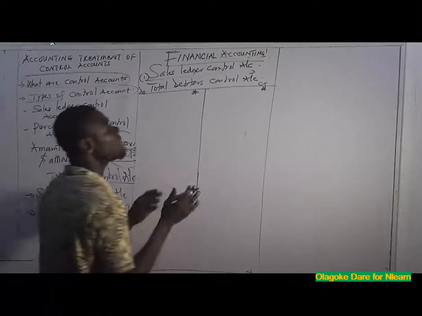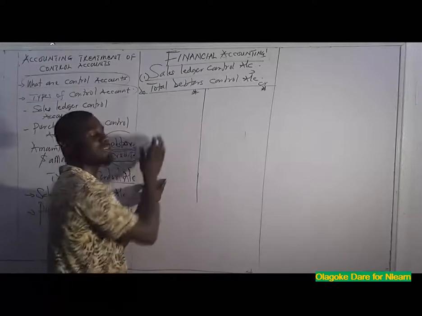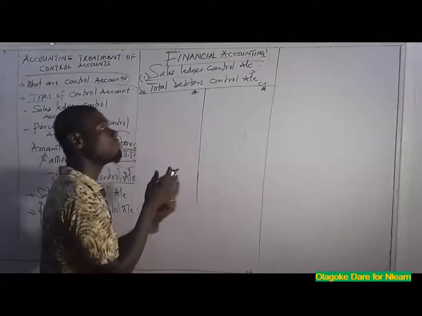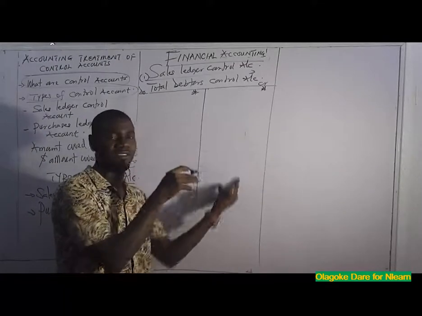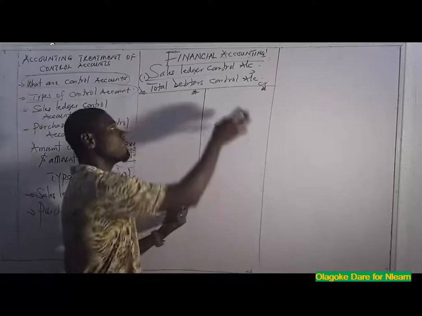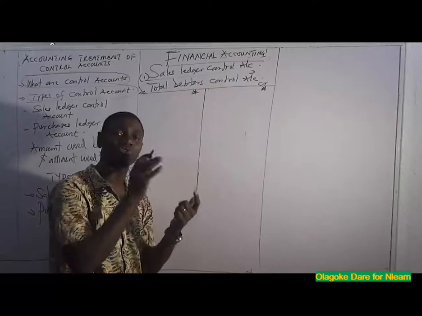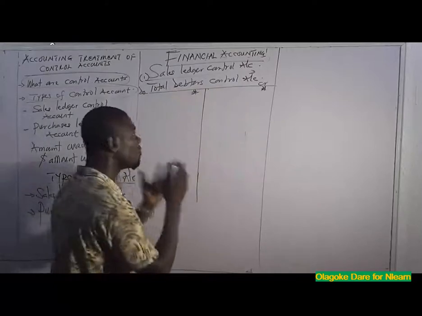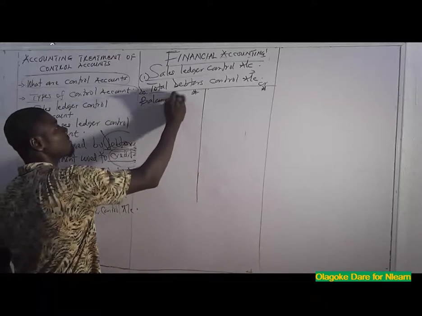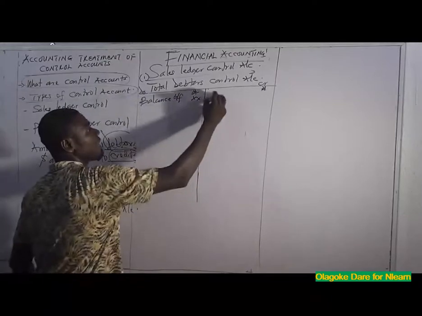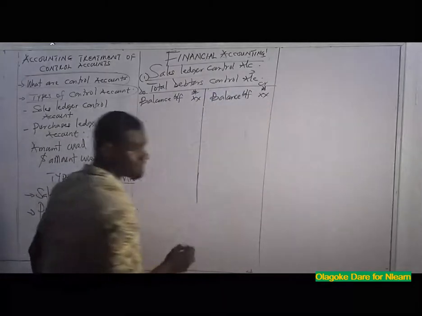What will determine what will be on the debit side is: will that transaction increase the debt of customers? It will be on the debit side. What will determine what will be on the credit side? Will that transaction reduce the debt of customers? It will be on the credit side. So therefore, the items that will be posted to this account will relate to customers' transactions only. Now, let's say we have a balance brought forward like this, and we have a balance brought forward like that.